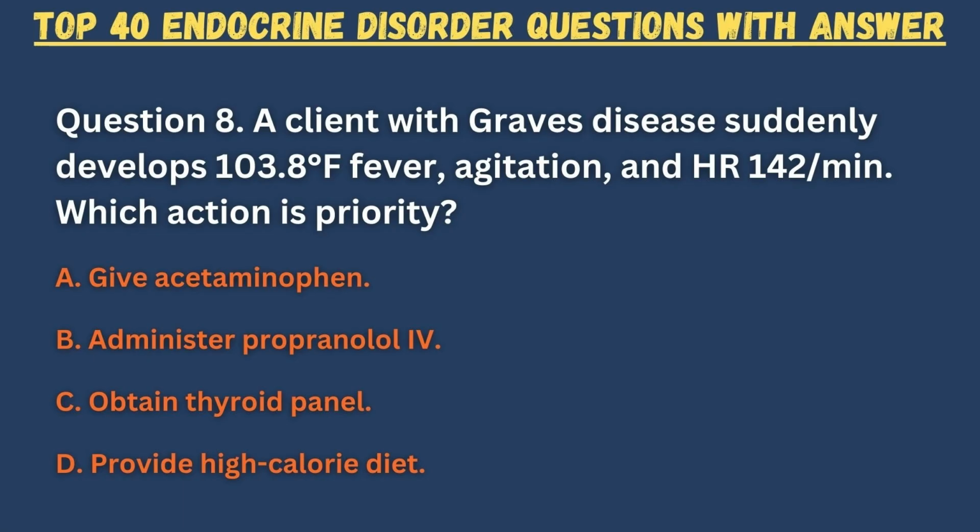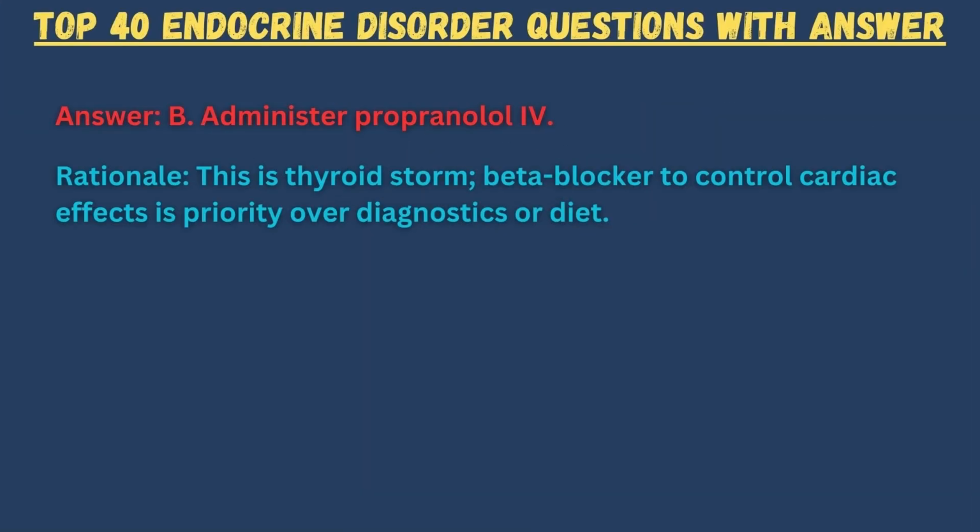Question 8. A client with Graves' disease suddenly develops 103.8 degrees Fahrenheit fever, agitation, and heart rate 142 per minute. Which action is priority? A. Give acetaminophen. B. Administer propranolol IV. C. Obtain thyroid panel. D. Provide high-calorie diet.